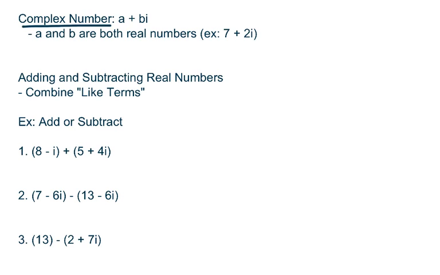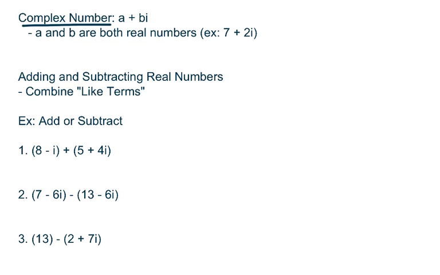So it's going to be numbers that you've seen before, numbers that you've known for nearly your entire life. Okay, so a and b are both real numbers. Something like 7 plus 2i would be an example of a complex number. We can use the normal operations, add, subtract, multiply, and divide, with complex numbers. In this video, we're just going to focus on add, subtract, and multiply. Dividing is a little tough, and we'll get to it in a later section.